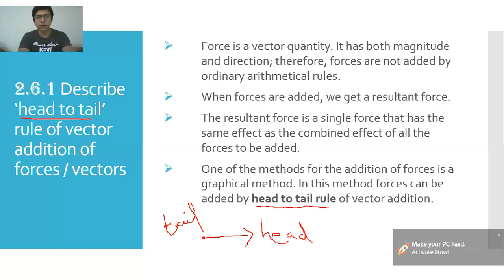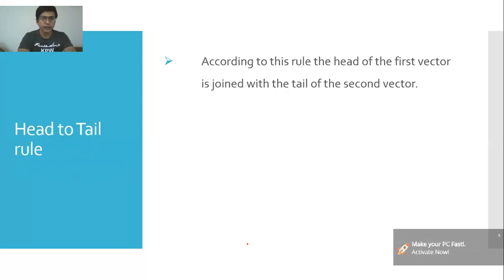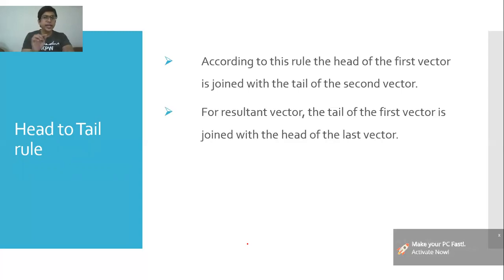Now we will look at the head to tail rule of vector addition. What does this rule say? According to this rule, the head of the first vector is joined with the tail of the second vector. Then for the resultant vector, the tail of the first vector is joined with the head of the last vector. So you just have to remember, whenever you are adding vectors by the graphical method or by the head to tail rule, for example, you have two vectors.